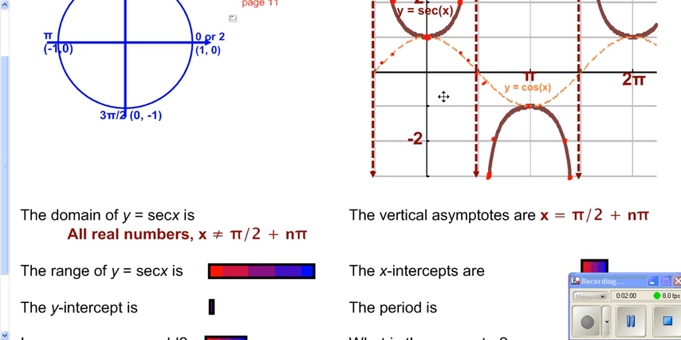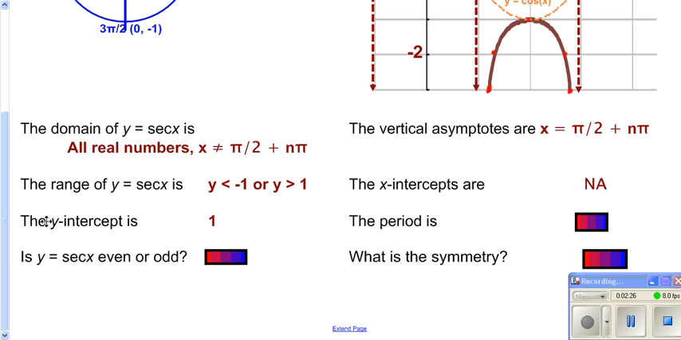Your x-intercepts: your solid brown graph never does cross the x-axis, so you don't have any. Your range starts at 1, goes up forever. Starts at negative 1, goes down forever. Your y-intercept is where it crosses the y-axis, which is 1.